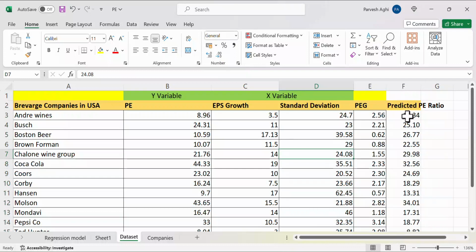Fine. Now tell me, what's your name? Ashutosh. Now tell me the first company, Andre Wines. What do you have to say about Andre Wines? When you calculate the predicted P ratio, would you like to put your money in this company, Andre Wines, and why or why not? Write it down. So I'll pick up 3 people.